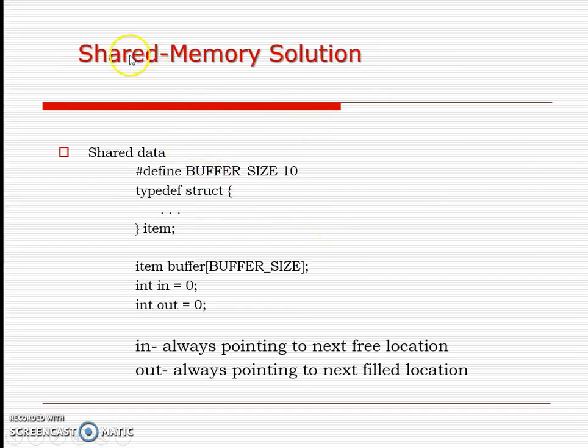One solution here, I am giving some code for it. There is a structure for shared memory. The buffer size is 10, and buffer is an array here. In and out are two pointers. Here, in is always pointing to the next free location, and out is always pointing to the next filled location. These are the two pointers which point into the buffer.